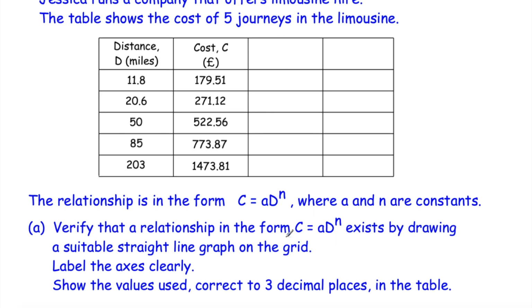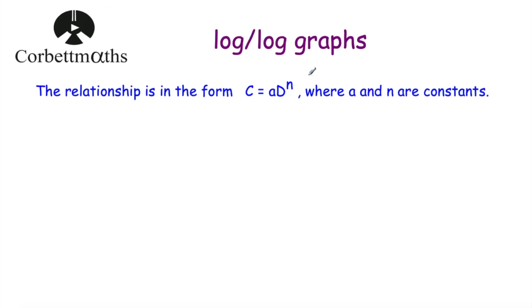So let's start by looking at this relationship C is equal to A D to the power of n. What I'm going to do is take the logs of both sides of this relationship. So I'm going to take the log of the left hand side and the log of the right hand side. Then I'm going to use the laws of logarithms to rearrange the right hand side, and we'll actually see we get something that is in the form of y equals mx plus c. So let's take the logs of both sides.